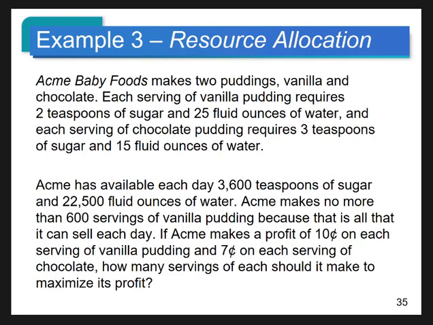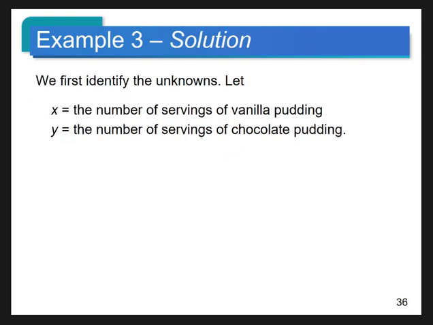So back to the Acme Foods company, making baby food. They make vanilla and chocolate pudding. For vanilla, it requires 2 teaspoons of sugar and 25 fluid ounces of water. Chocolate requires 3 teaspoons of sugar and 15 fluid ounces of water. Each day they have 3,600 teaspoons of sugar available and 22,500 fluid ounces of water. They will make no more than 600 servings of vanilla because that's all they can sell in a day. Their profit is 10 cents on vanilla and 7 cents on chocolate. So how many servings should it make of each in order to maximize their profit?